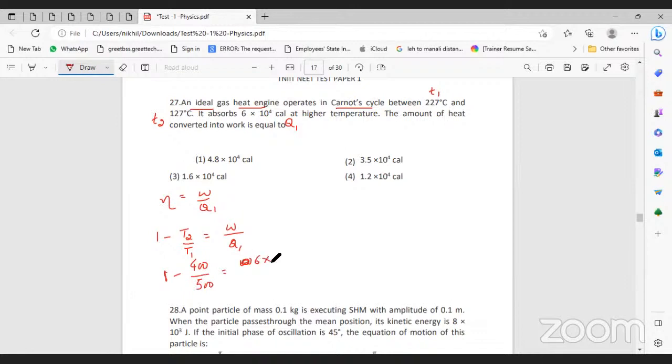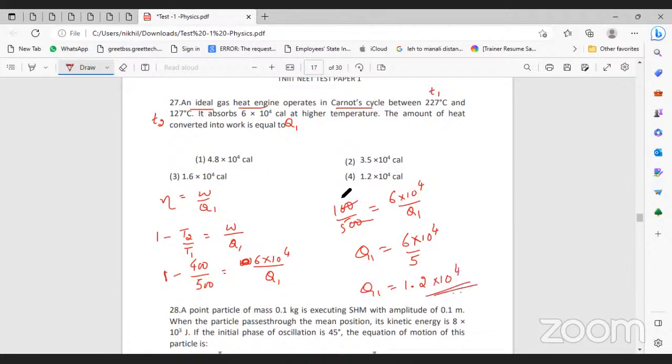Work done is given by 6 into 10 power 4 by Q1. So 1 minus 400 by 500 will be 100 by 500, which is equal to 6 into 10 power 4 by Q1. These two zeros will get cancelled out. Q1 value will be equal to 6 into 10 power 4 divided by 5. So that will be 1.2 into 10 power 4 calories is the amount of work done in the system.